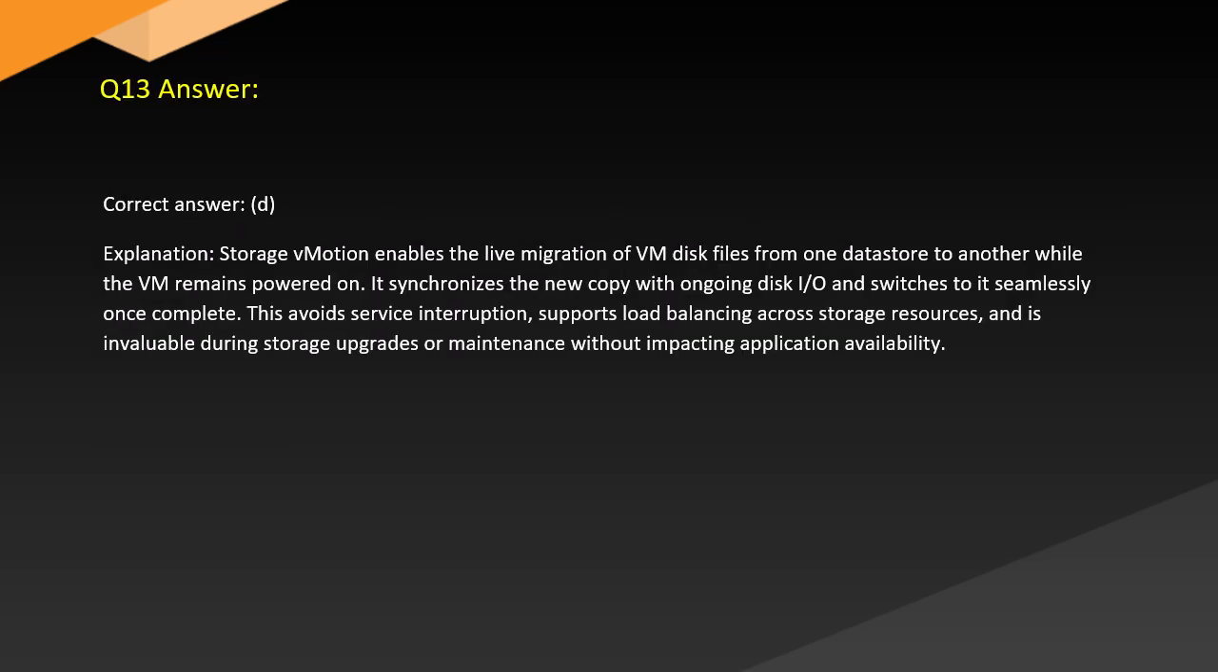Answer. Correct answer: D. Explanation. Storage vMotion enables the live migration of VM disk files from one datastore to another while the VM remains powered on. It synchronizes the new copy with ongoing disk I/O and switches to it seamlessly once complete. This avoids service interruption, supports load balancing across storage resources, and is invaluable during storage upgrades or maintenance without impacting application availability.